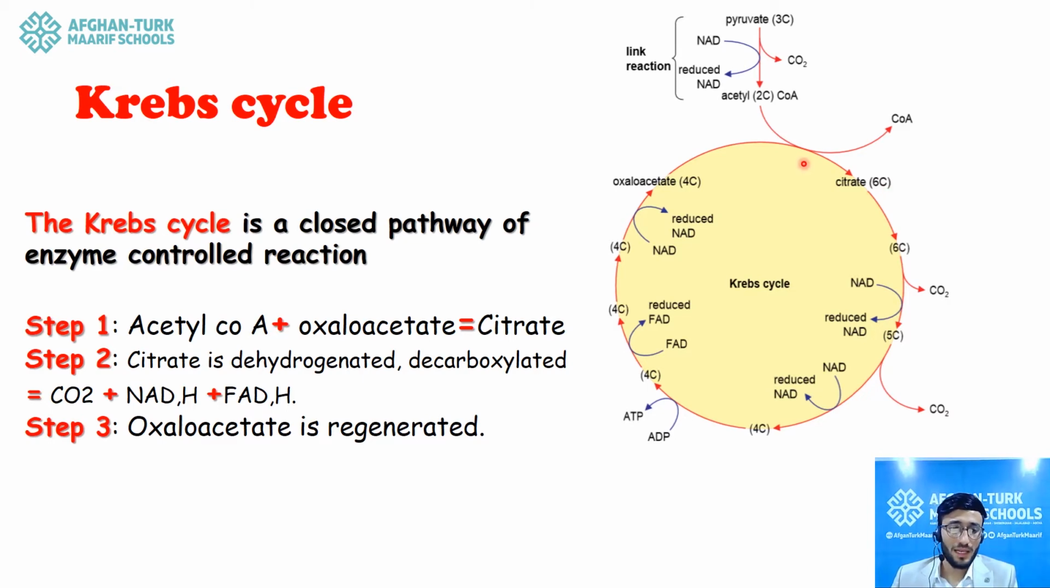Furthermore, in the second step, this is the citrate, which is going to be dehydrogenated and decarboxylated, and the result will be carbon dioxide, and also the electron carriers are going to be produced in the name of NAD and FAD. So the third step here, as you see, oxaloacetate is going to be regenerated in order to carry out this continuous circle of the Krebs cycle.